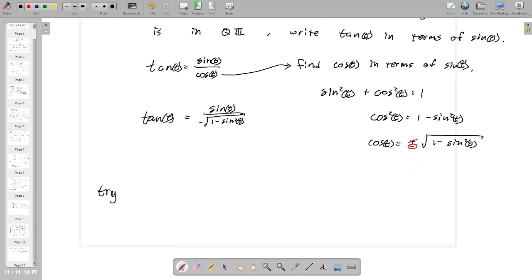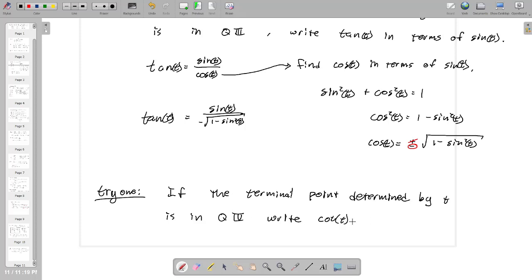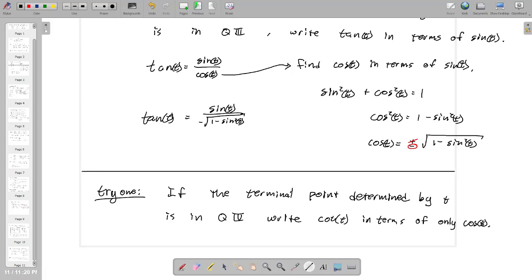Try one on the accompanying worksheet. If the terminal point determined by t is in quadrant 4, write cotangent of t in terms of only cosine t. You're going to basically follow exactly what I did in the previous example. All right, that's going to be it. I will see you all in the next lecture.